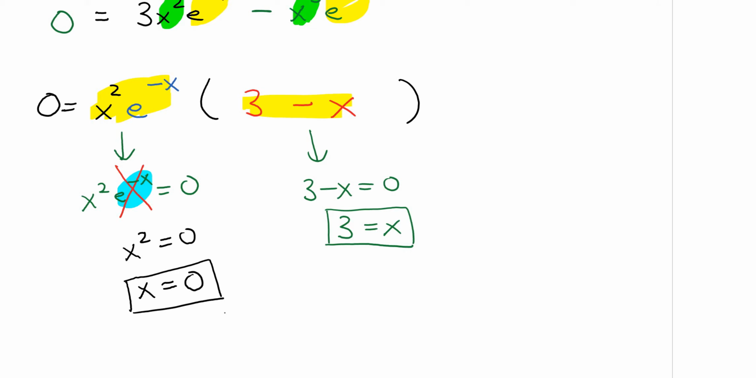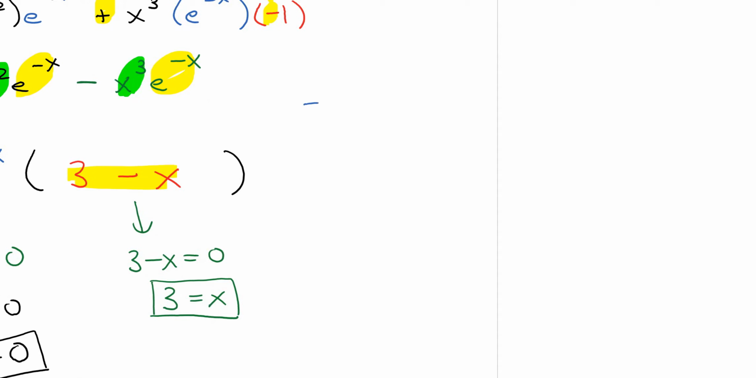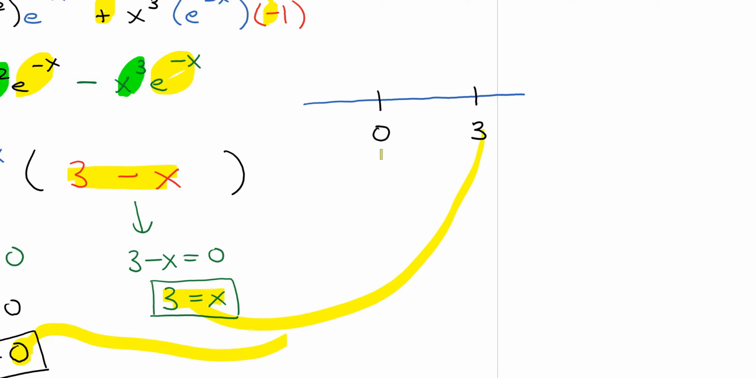And after that, I need to create a number line, and I need to put those critical numbers on the number line. So let me just create some space over here, and here's my number line. And on my number line, I'll put my critical numbers of 0 and 3. So this critical number is there, and that 0 is that one right there. So I put my critical numbers there.